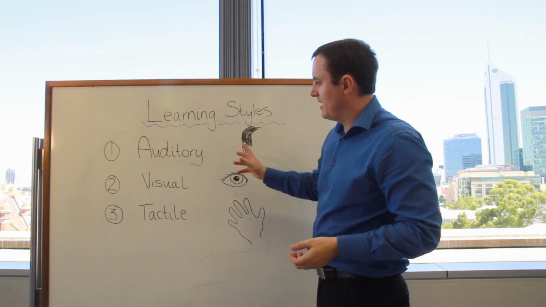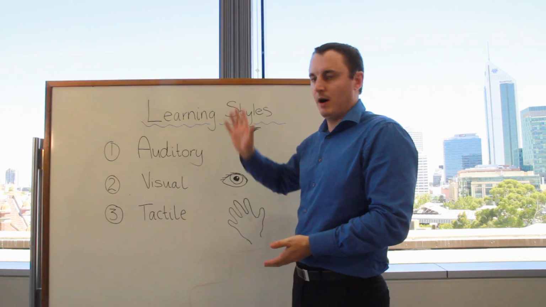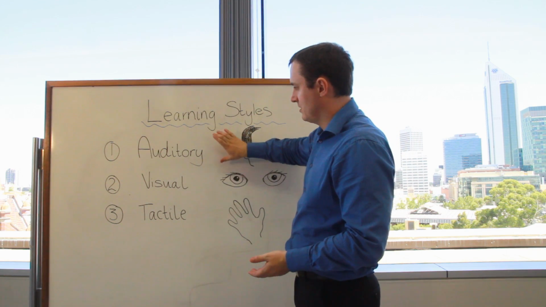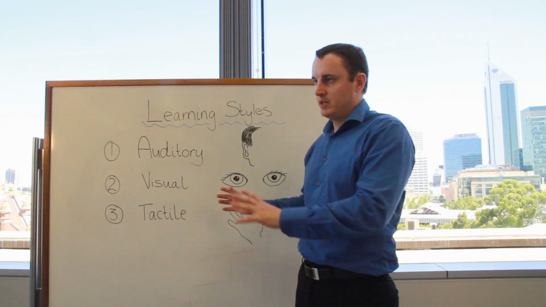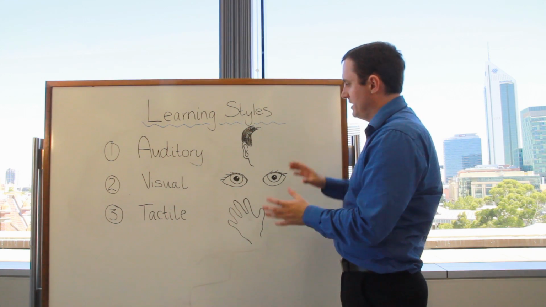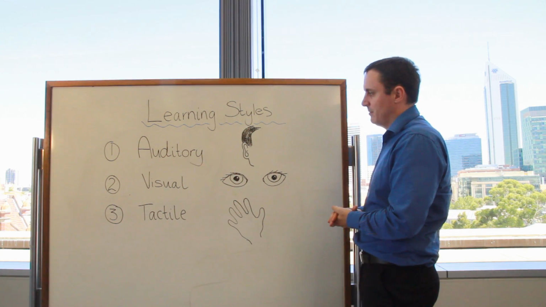It tends to be that the higher up you go from year one up, the more we start to use the auditory and visual type stuff, and the more we move away from the tactile, depending of course on the subject. So let's have a little bit of an example.